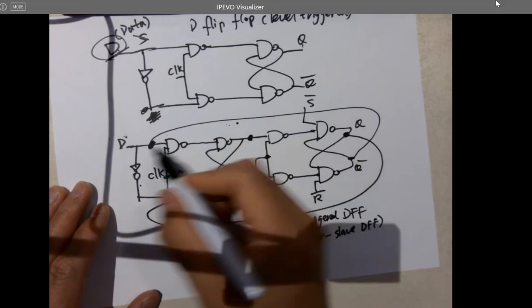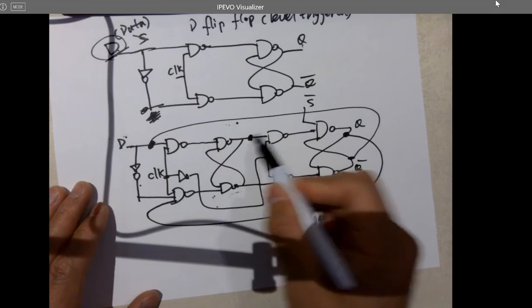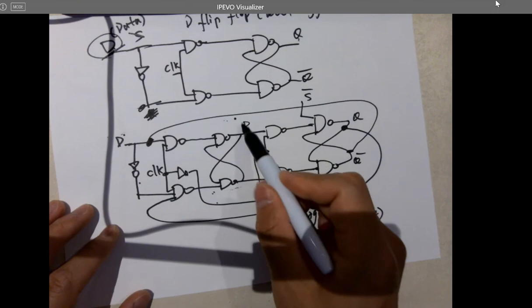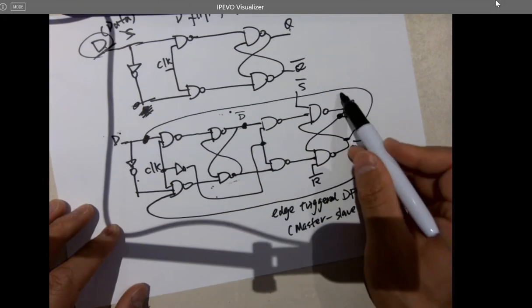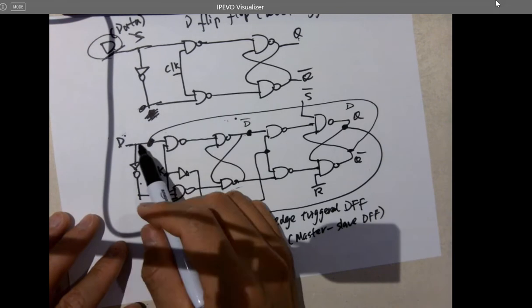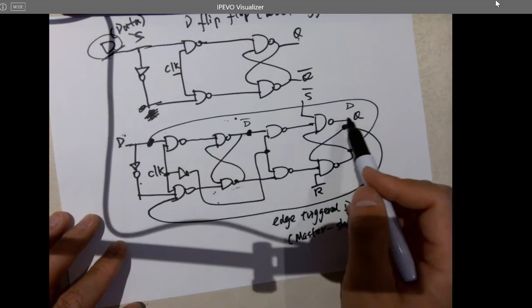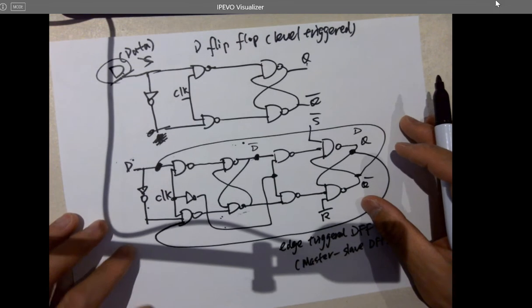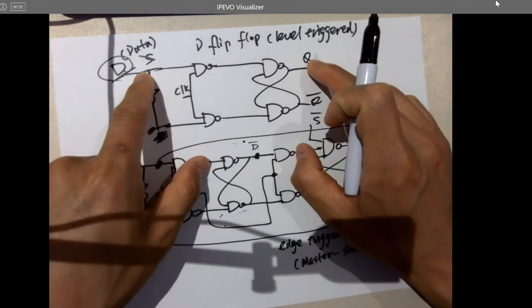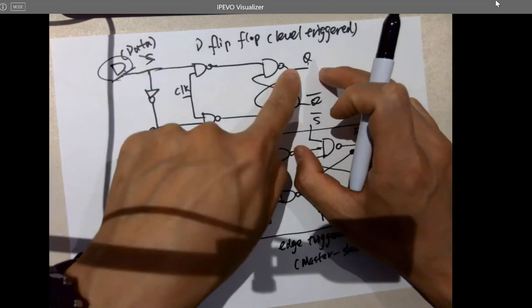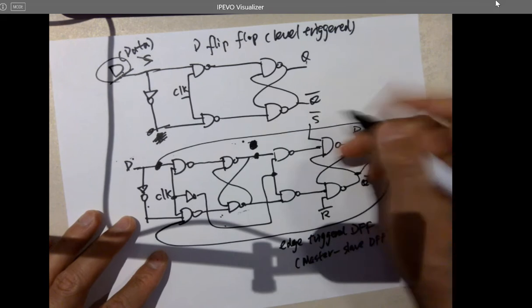Is it changing the results? For example, D to here, here to here. Is it inverting? Like D to here becomes D bar and D bar inverted becomes D. Is that how it works? Or is it just directly transferring this D to here and then here? It's not inverting D, because you can see it's not inverting it. Whenever it's triggered, it's going to directly send whatever here to here. So now it's not inverted.